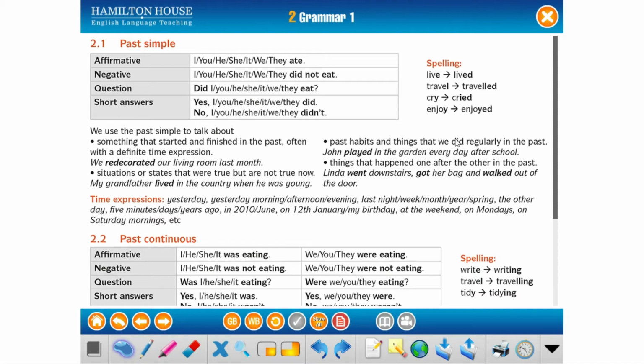And also remember the correct pronunciation of verbs that end with ed: the correct sound is like t. Lived, traveled, cried. We don't pronounce the ed.